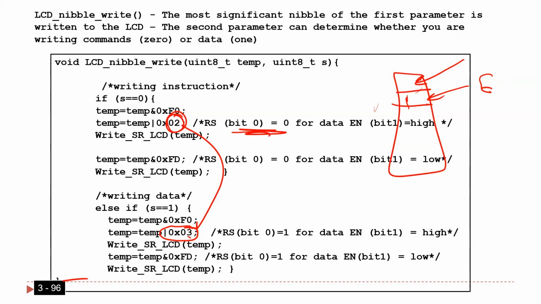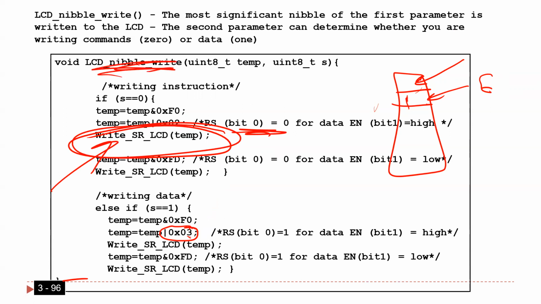Conclusion, to make it very easy. We have a very basic function. This function is called write to shift register. This function is going to write to the shift register. We have another function, which we'll call write nibble. This is if you want to write a nibble to the LCD. Is that okay?